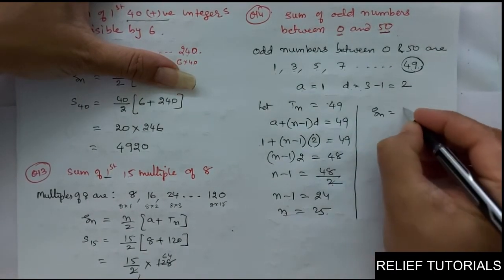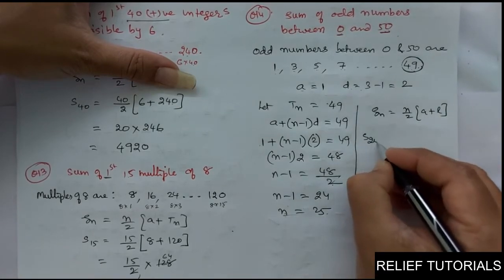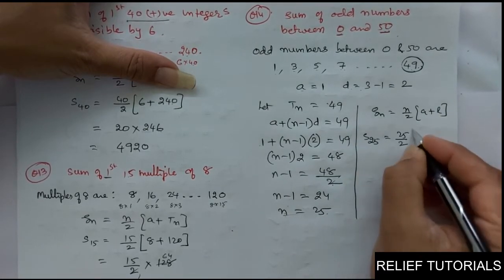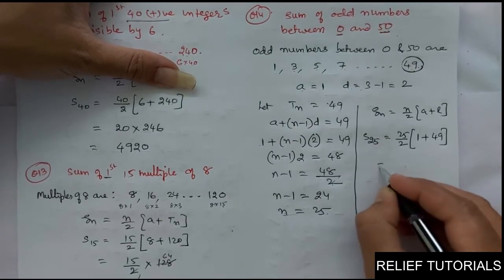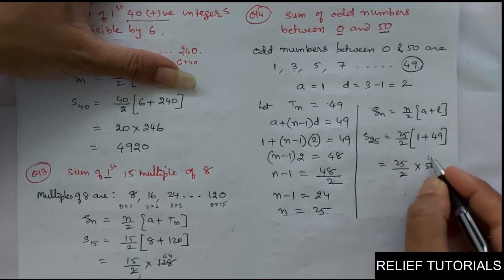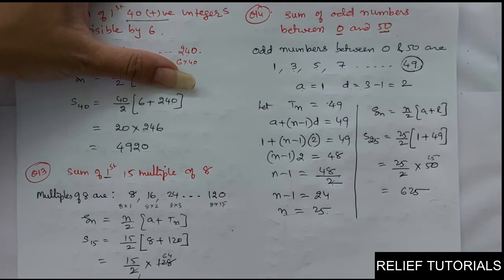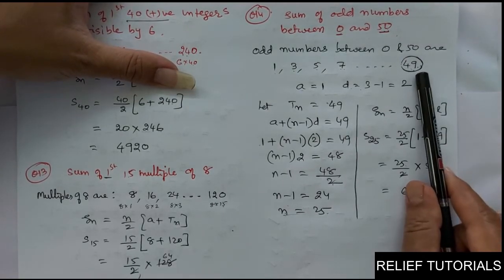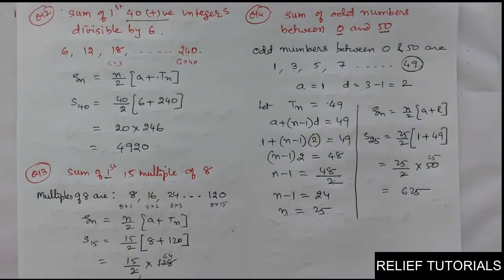So we use Sn equal to n by 2 into (a plus l), where l is the last term. So now S25 is equal to 25 by 2. First term is 1, last term is 49. So 25 by 2 into 50. 2 twenty-fives are 50, so that is equal to 625. Have you got it, friends? So the sum of odd numbers between 0 and 50 is 625. So this is question number 4.